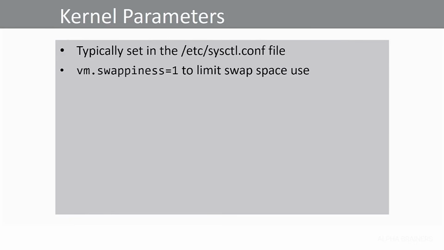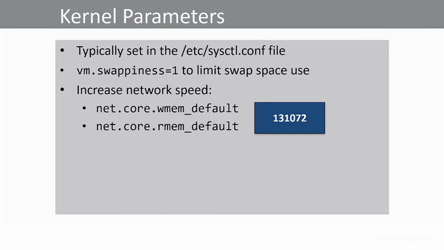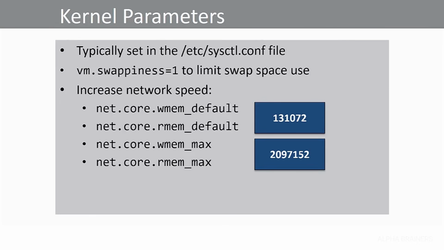So as far as kernel parameters are concerned, these are set in the /etc/sysctl.conf file. A couple of ones that you may want to consider: vm.swappiness, set that to a value of 1. That will limit swap space use. You can also increase network speed by setting net.core.wmem_default and net.core.rmem_default to a value of 131,072. This is about 128 kilobytes overall in space. And then we can also set the net.core.wmem_max and rmem_max values to about 2 megabytes in space overall. That would actually increase network speed as far as how it reads and writes data across the network.